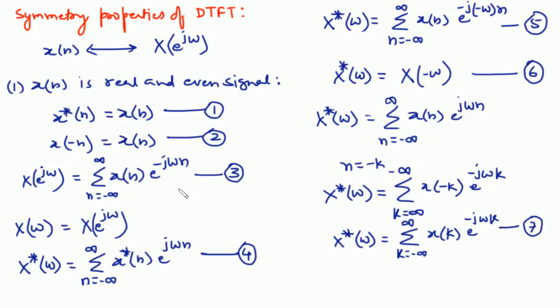So if I compare expressions 3 and 7, then the complex conjugate of X(ω) is X(ω). Now the complex conjugate of X(ω) is X(ω). It means X(ω) is real. X(ω) is a real function of ω.